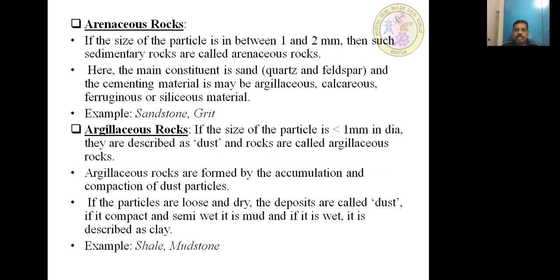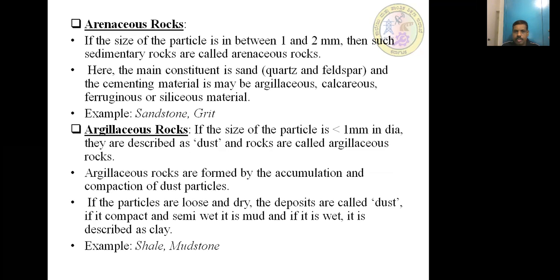Next one is arenaceous rock. If the size of the particle is in between 1 to 2 mm, then such sedimentary rocks are called arenaceous rocks. Here the main constituent is sand, that means quartz or sometimes feldspar. And cementing material may be argillaceous, calcareous, ferruginous or siliceous material. Example is sandstone and grit.